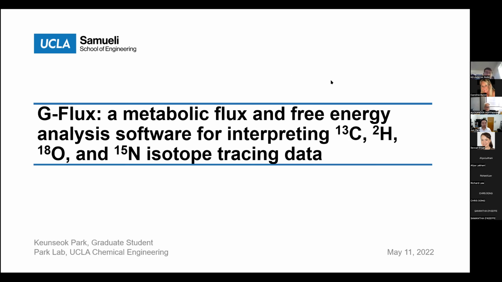Thank you so much for introducing me, Dr. Park. I'm so glad to be here to present my past research. My name is Keunseok Park, and I'm going to present G-Flux, which is a metabolic flux and free energy analysis software for interpreting stable isotope tracing data.